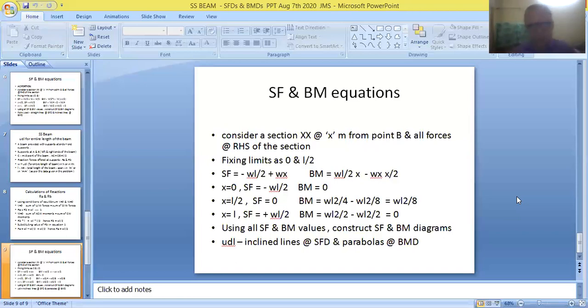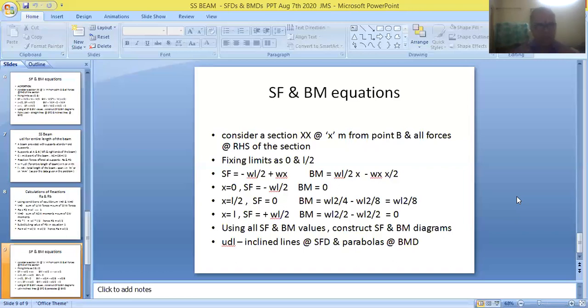We did the same thing in the previous slide. WL by 2 is written as WL by 2 into small x in the first case. In the second case, it is written as WX into X by 2. Now this is the upward force resulting in anti-clockwise moment, so we are putting a positive symbol. This is a downward force resulting in clockwise moment, so we are putting negative symbol. So friends, allocation of symbols is very, very important.